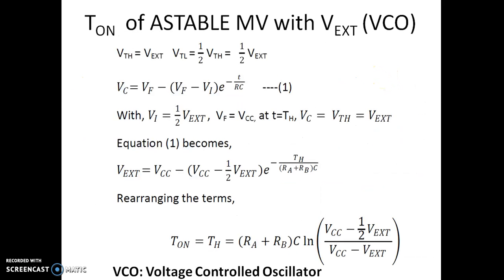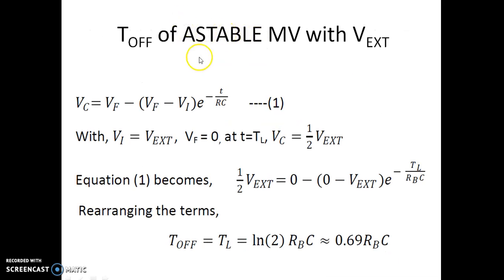So for the expression of TL, that is the off time, we substitute the initial voltage as V external, the final voltage as 0, and the capacitor voltage at which T is equal to TL as half of V external. By substituting all these values into equation 1, we end up with the expression for T off, that is TL, as 0.69 RB into C.